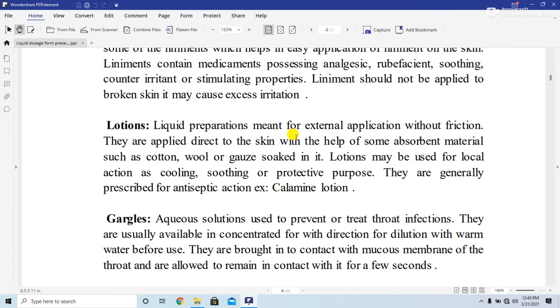Another liquid dosage form is called lotions. Lotions are liquid preparations meant for external application without friction, and they are usually applied directly to the skin with the help of an absorbent material such as cotton, wool, or gauze soaked in it. Lotions may be used for local action as well as cooling, soothing, or protective purposes. They are generally prescribed for antiseptic actions, for example, calamine lotion.